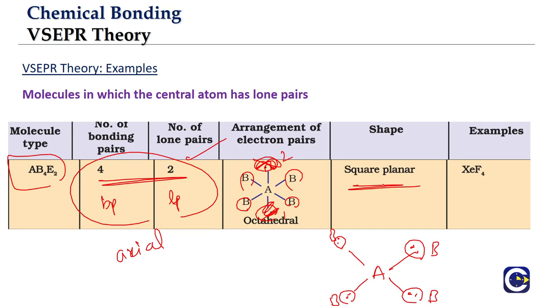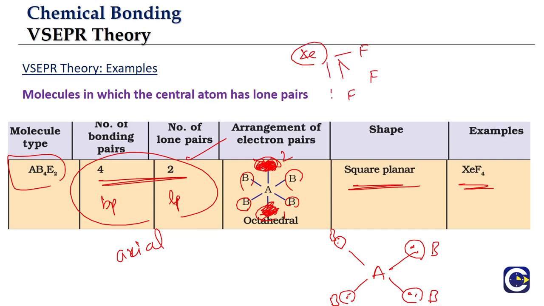Understand again why you are saying square planar. Because the lone pair that is above the plane and the lone pair that is below the plane, both the axial positions, we cannot see. We only see the positions of the nuclei. Means what is the shape we will be able to see here? Square planar shape. Example for this is XeF4. So xenon is forming 4 bonds with 4 fluorines.